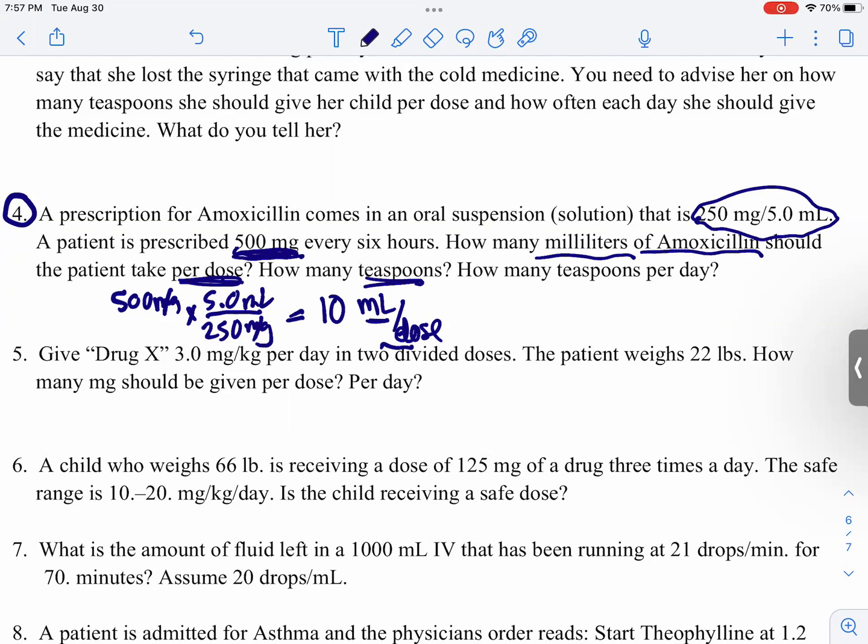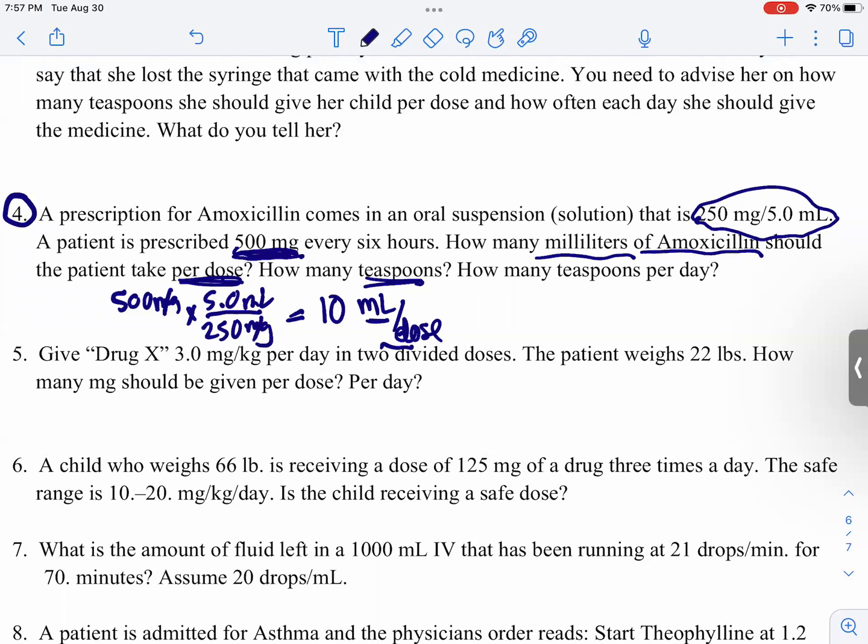So there you go. It's simple as that. And keep in mind, if you calculate out significant figures, you only have one significant figure right here. So that's mils per dose. That's what you wanted in your first question.